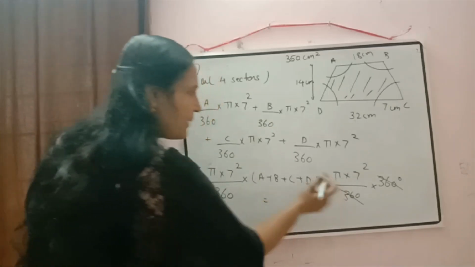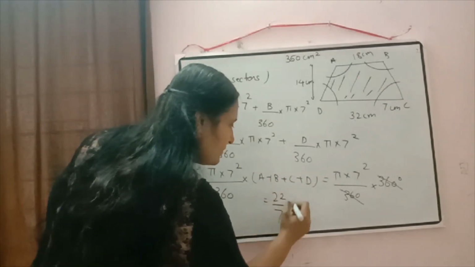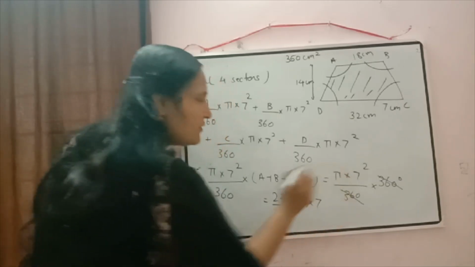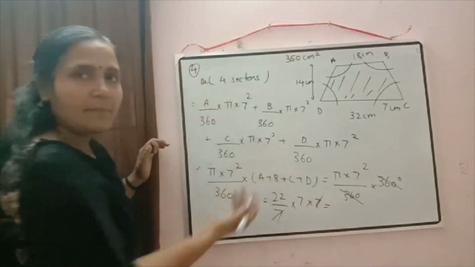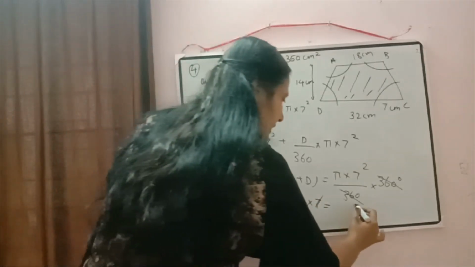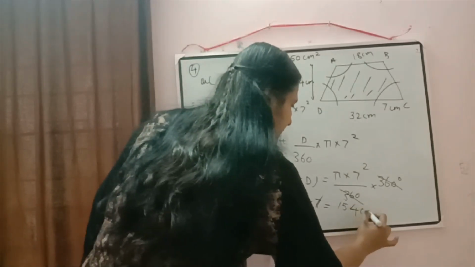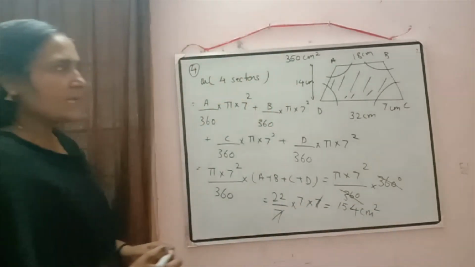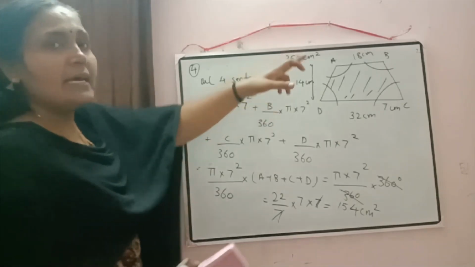Now in place of pi we can substitute 22 by 7. So 22 by 7 into 7 into 7. 1 7 will get cancelled. Remaining we can multiply. 7 2s are 14. Carry over 1. 7 2s are 14 plus 1 15. So 154 centimeter square. That is area of 4 sectors.